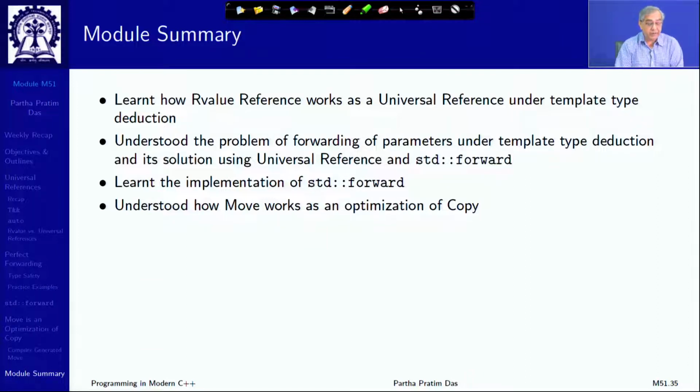So, in summary, we have learnt how Rvalue references work as universal references, how to solve the perfect forwarding problem, and what is the way to design with move as an optimization of the copy.